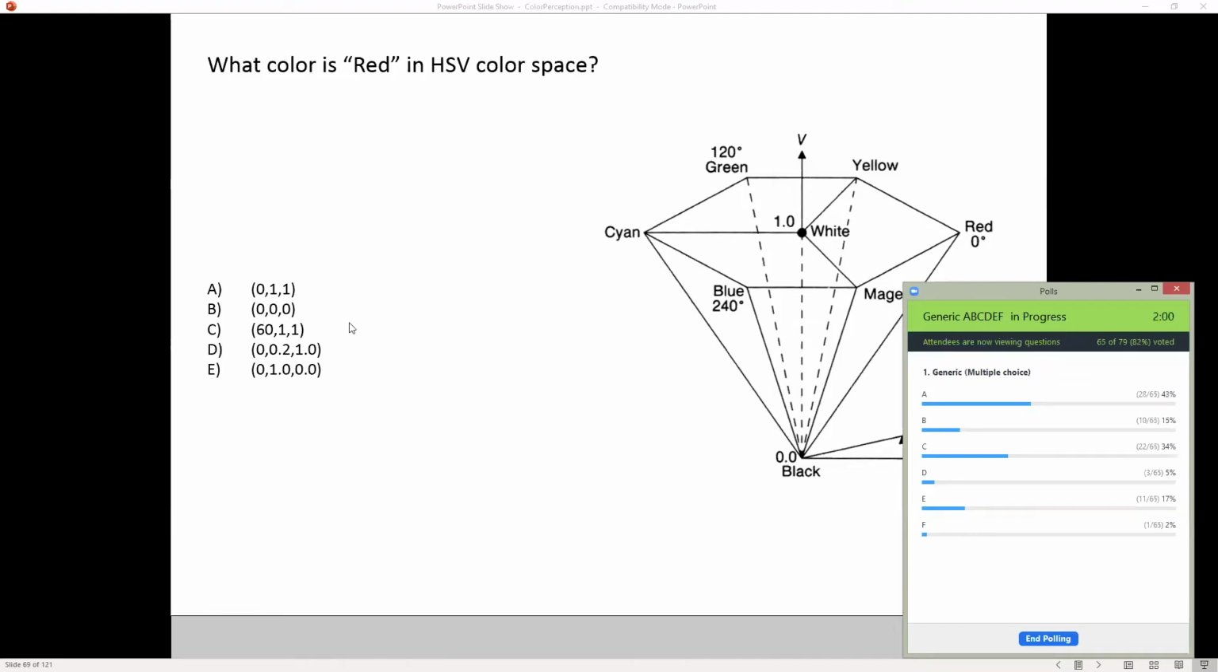0, 0, 0 is in the red direction, but with 0 saturation, so all the way in here in the middle, and also 0 brightness all the way down here. So 0, 0, 0 is going to take us to black. 0, 1, 0, we had some votes for E. 0, 1, 0, okay, we're in the red direction with full saturation, but with no brightness. So then we have to go all the way down here. So again, we're at black. So E is also black.